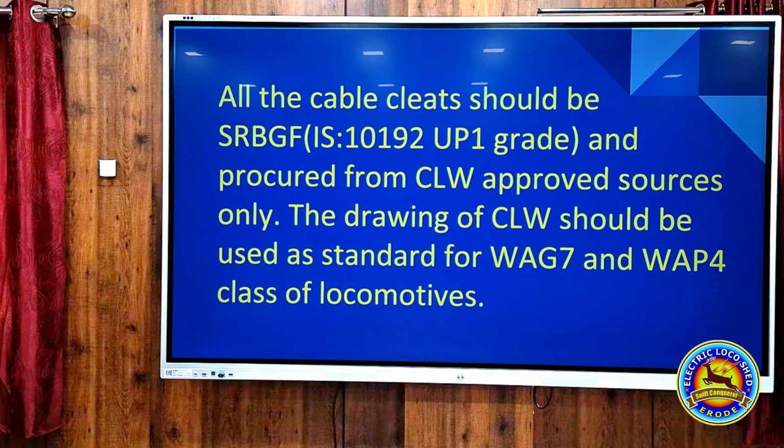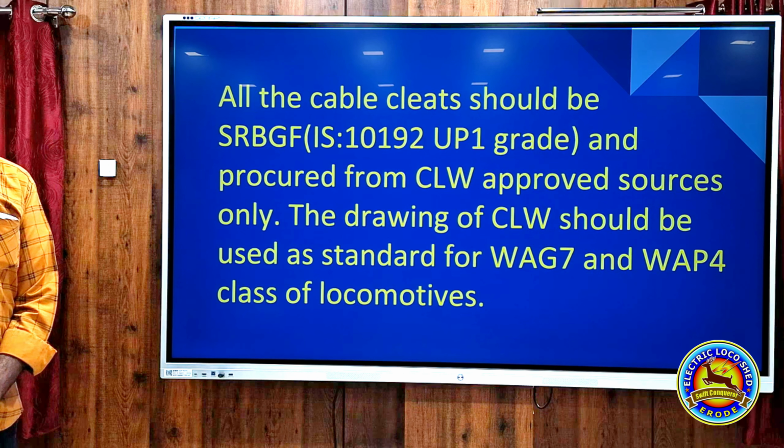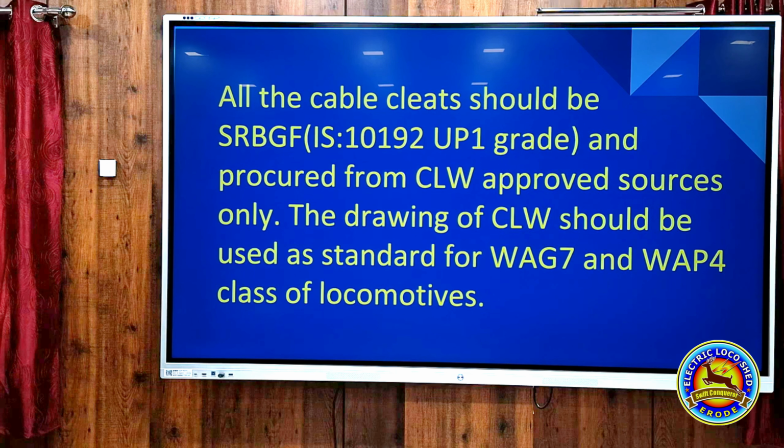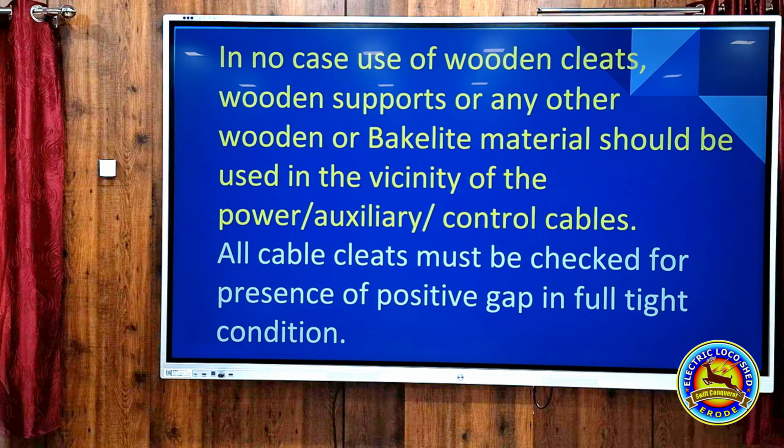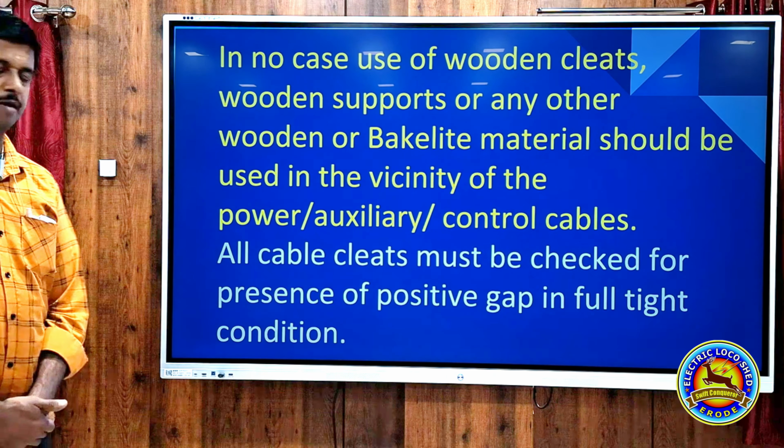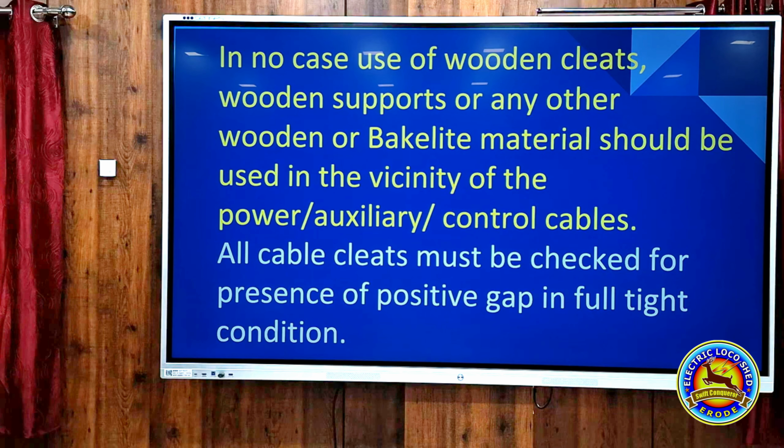For the cleats, CLW has prepared separate drawings, and we have to use the cleats as per the CLW drawings only. In no case should wooden cleats, wooden supports or any other wooden or bakelite material be used in the vicinity of the power, auxiliary or control cables. We should not use wood because it is very prone to fire.